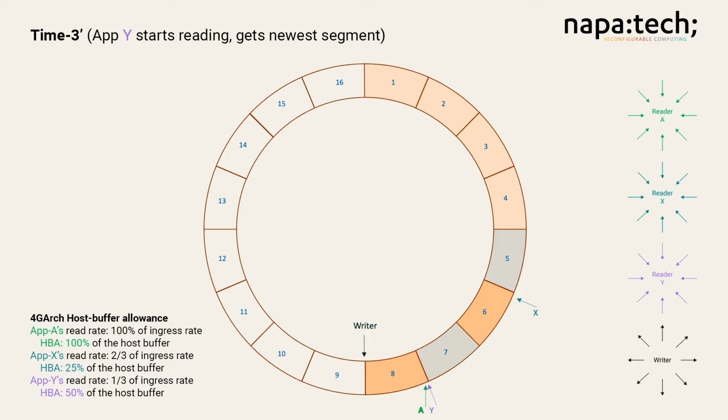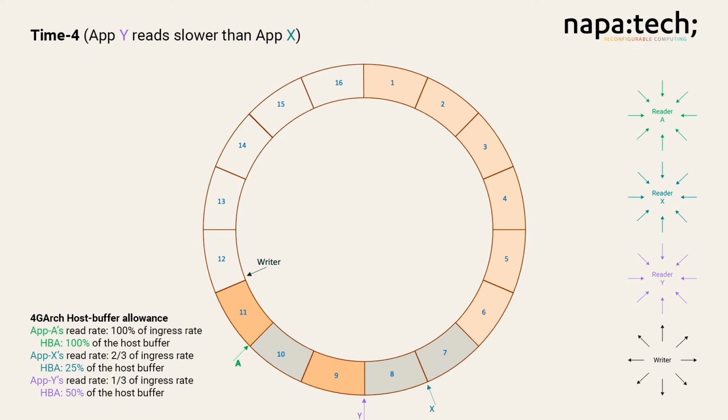Application Y is a slower application than the 2 others and has been assigned a host buffer allowance, allowing it to block up to 50% of the host buffer space. Application Y processes its data slowly and has only processed data from 1 segment, while the writer has filled 3 more segments. Application X is also slower than the writer and is now 4 segments behind. Application A continues to follow tightly after the writer.